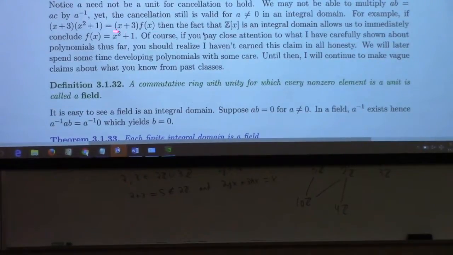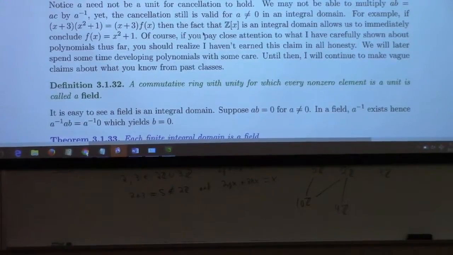If we look at polynomials with integer coefficients, that's an integral domain. And so if I have (x plus 3) times (x squared plus 1) is (x plus 3) times f of x, then I can conclude by this cancellation property that x squared plus 1 is f of x. Now all of a sudden I've said something where the cancellation property's got something to it, right?